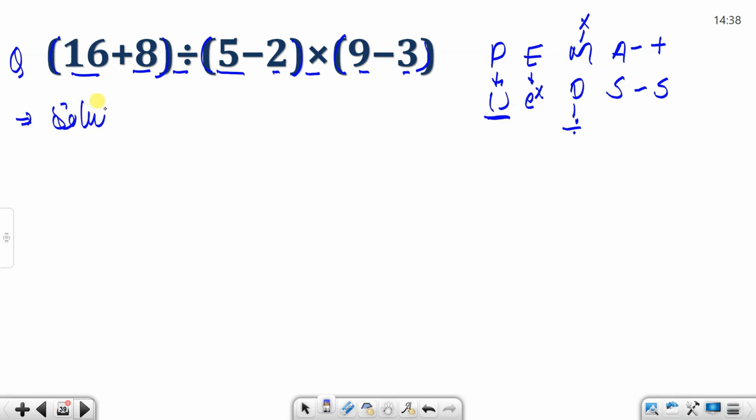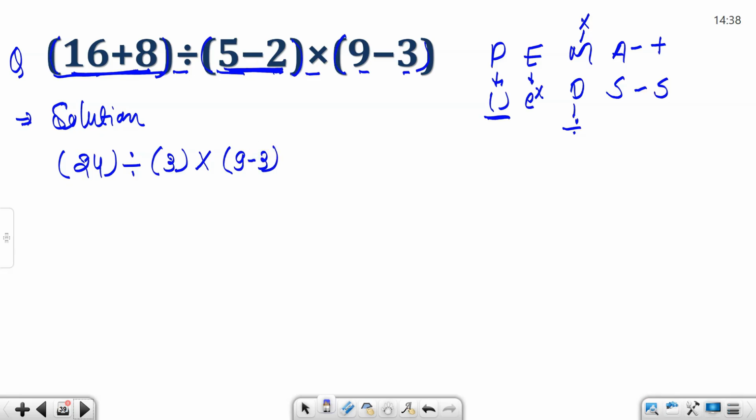Solution. First, we'll solve the parentheses. 16 plus 8 equals 24 in the bracket. Divided by 5 minus 2, that becomes 3. Multiplied by 9 minus 3, bracket closed. Now let's solve further: 24 divided by 3, multiplied by 9 minus 3 equals 6.